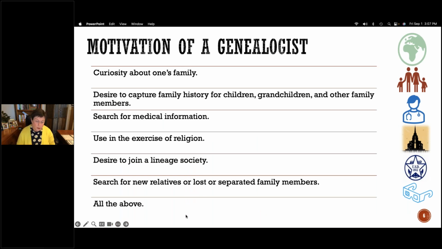So what motivates someone to pursue genealogy? The reasons vary. Curiosity about one's family. Where do they come from? What do they do for a living? Were any of them redheads? The desire to capture family history for children and grandchildren and other family members.